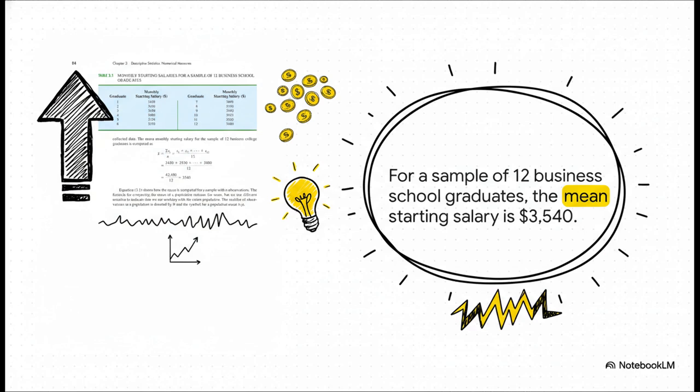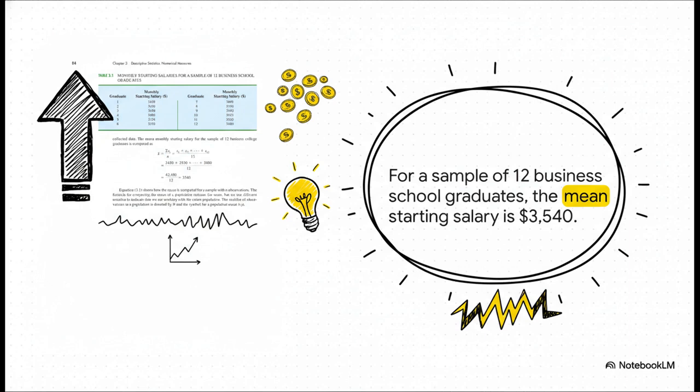Okay, let's look at an example to make this real. Here, we've got the starting salaries for 12 brand new business school grads. If we add them all up and divide by 12, we get a mean salary of $3,540 a month. Seems simple enough, right? And yeah, that feels like a pretty decent number for a typical starting salary.